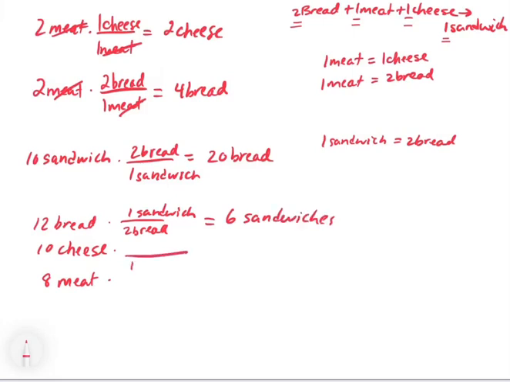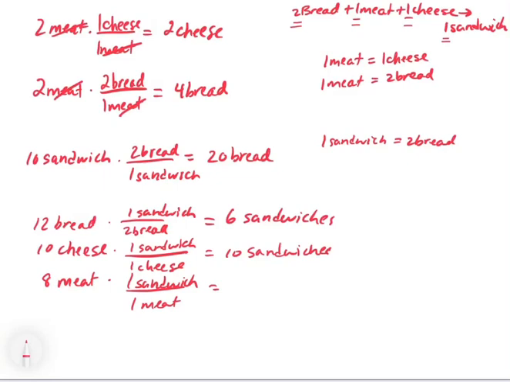That's going to be 6 sandwiches. For the cheese, I know for every 1 cheese, I can make 1 sandwich. So in this case, I could make 10 sandwiches. And then for the meat, it's the same. I need 1 meat for every 1 sandwich. So this is going to equal a total of 8 sandwiches.